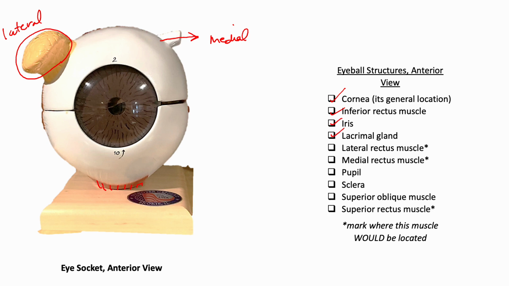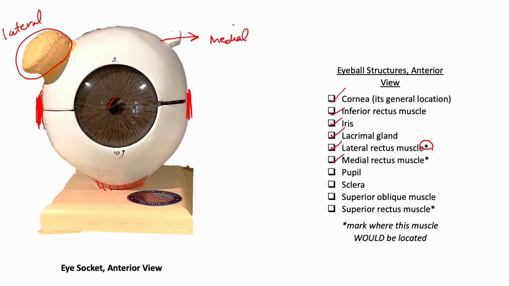We talked about the lacrimal gland. So the lateral rectus muscle, notice it has an asterisk saying, where would this be? You can't quite see it in the model. So once we've identified our lateral side, that's easy, right? I know my lateral rectus muscle would be on the lateral side, the side by the lacrimal gland. And my medial rectus muscle would be on the medial side, right? Extending straight back.